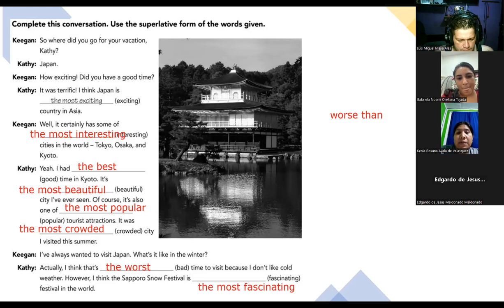I always wanted to visit Japan. Teacher, how is the pronunciation of that word? Wanted. I always wanted to visit Japan. What's it like in the winter? Very good. Actually, I think that's the worst time to visit because I don't like cold weather. However, I think the Sapporo Snow Festival is the most fascinating festival in the world.